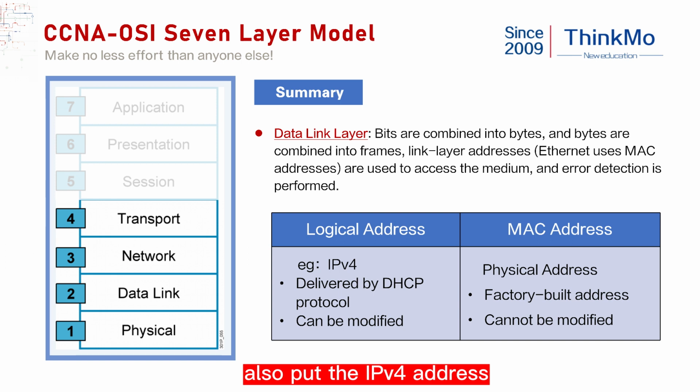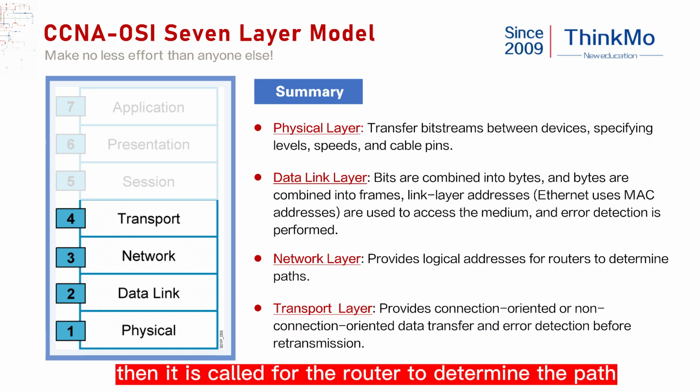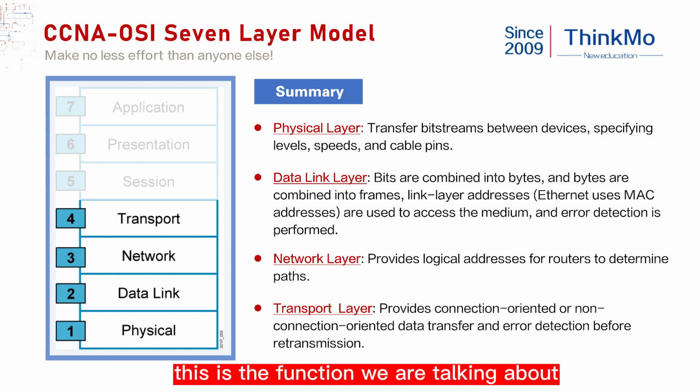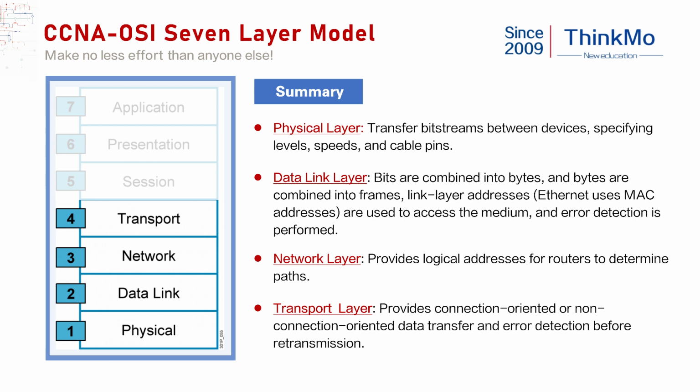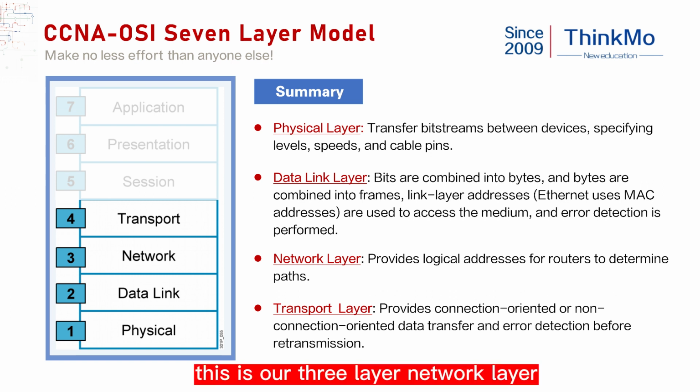Also the IPv4 address. The IP address is called a logical address, because this is what you can configure. Then it is used for the router to determine the path. This is the function we are talking about: routing via routing. This is our 3-layer network layer.